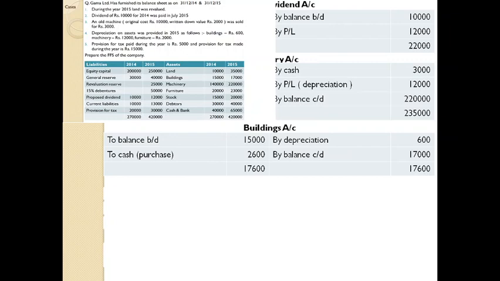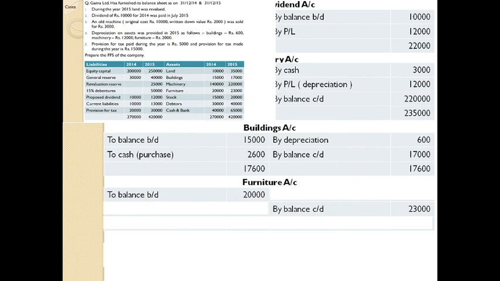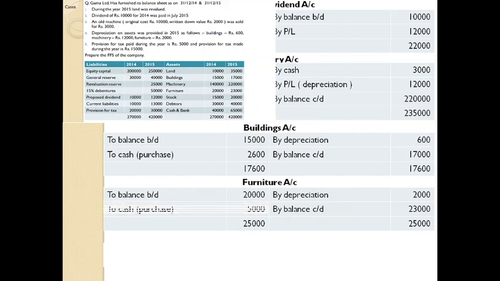So we have done with buildings, and next one, machinery. We have already dealt with machinery. Next you need to prepare the furniture account, because depreciation on furniture is given. So again, another fixed asset, you have to begin with its balances. Opening balance is 20,000, closing balance is 23,000, and depreciation during the year is 2,000. Still, if you go through the ledger account, you can see that there is a balance or difference on the left hand side, so it has to be considered as a purchase. If it was on the right side, it would have been a sale. That is the concept. So we have almost dealt with all the four adjustments.